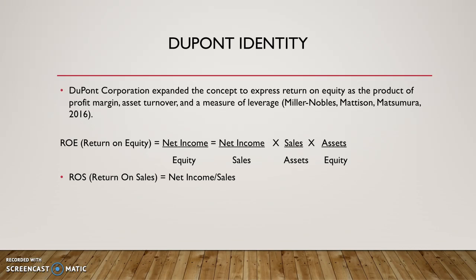Now, the first element of the DuPont identity is ROS, which is return on sales. This is the net income divided by sales. It's an indicator of the relative profitability or operating efficiency. Basically, how many cents of profit are generated for every dollar of sales. The higher the ROS, the better.